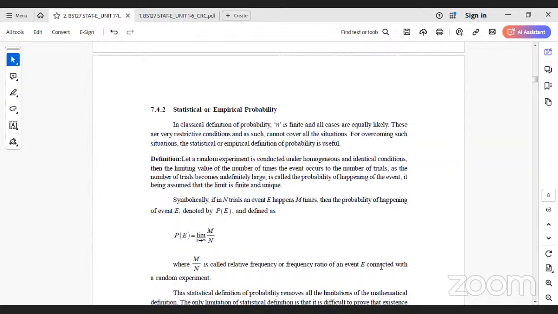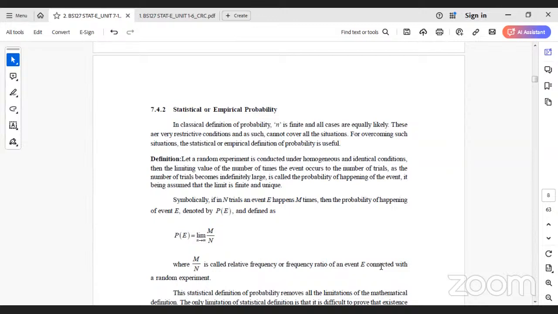Statistical empirical probability we are taking here. In the classical definition of probability, n is finite and all cases are equally likely. These are very restrictive conditions and as such cannot cover all situations. For overcoming such situations, the statistical or empirical definition of probability is useful. Definition: let a random experiment be conducted under homogeneous and identical conditions. Then the limiting value of the ratio of the number of times the event occurs to the number of trials, as the number of trials becomes indefinitely large, is called the probability of happening of the event, it being assumed that the limit is finite and unique.